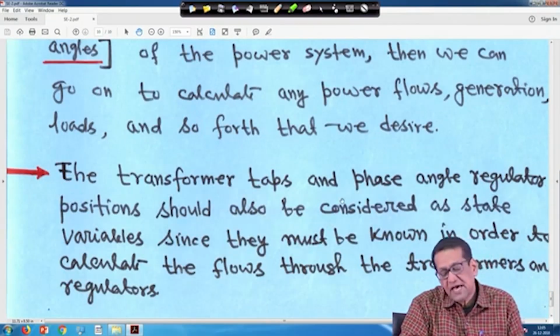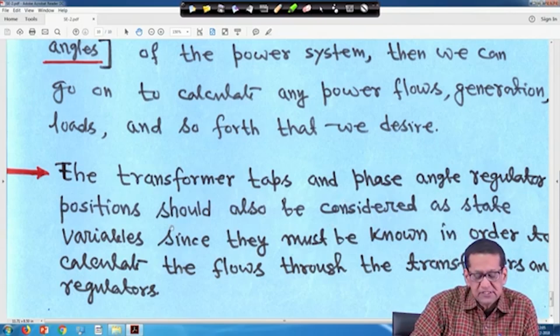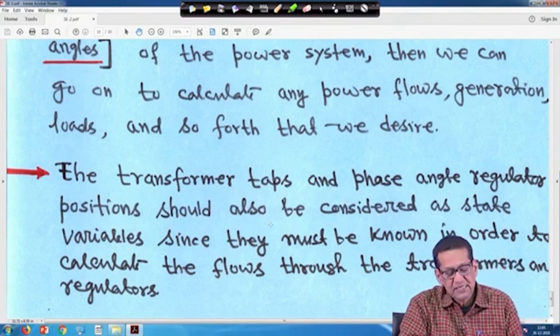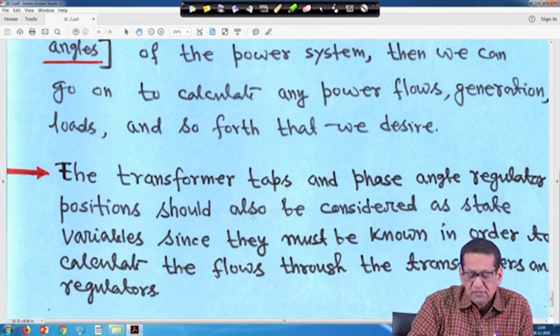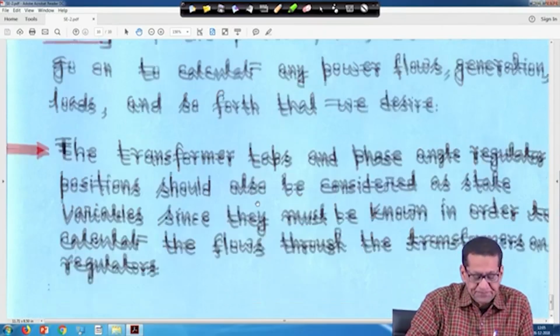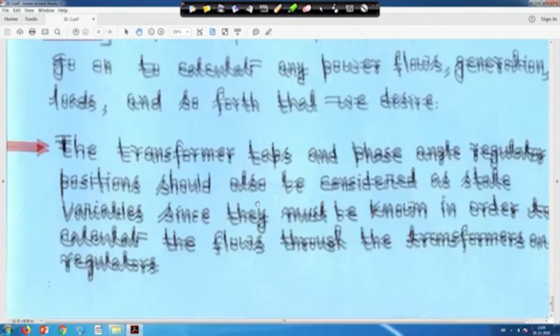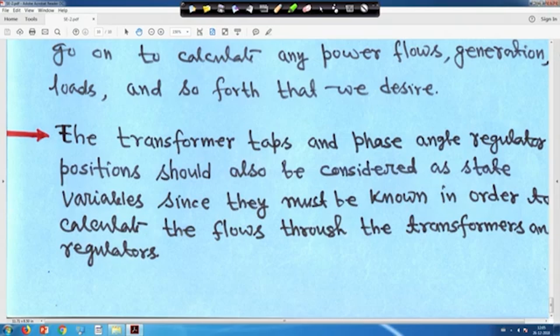The transformer taps and phase angle regulator positions should also be considered as state variables, since they must be known in order to calculate the flows through the transformers and regulators. So, that is what we have seen.